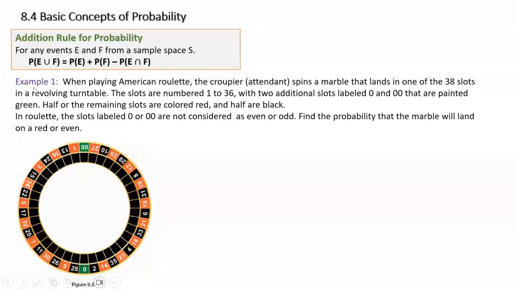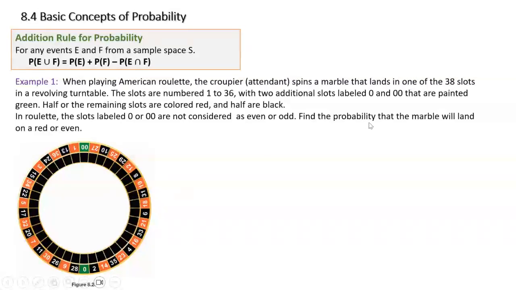Example 1: when playing American roulette, the croupier, which is the attendant, spins a marble that lands in one of 38 slots in a revolving turntable. The slots are numbered 1 through 36, with 2 additional slots labeled 0 and 00 that are painted green. Half of the remaining slots are colored red or black. In roulette, a slot labeled 00 is not considered even or odd.